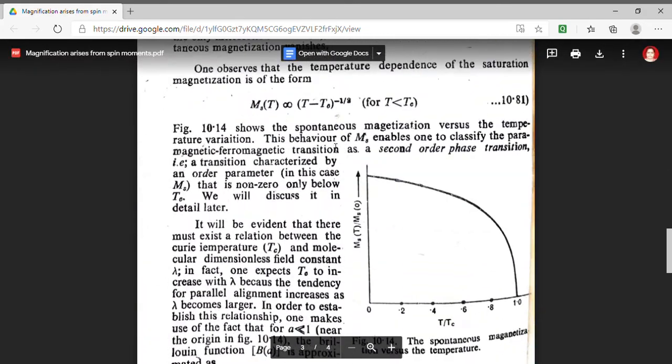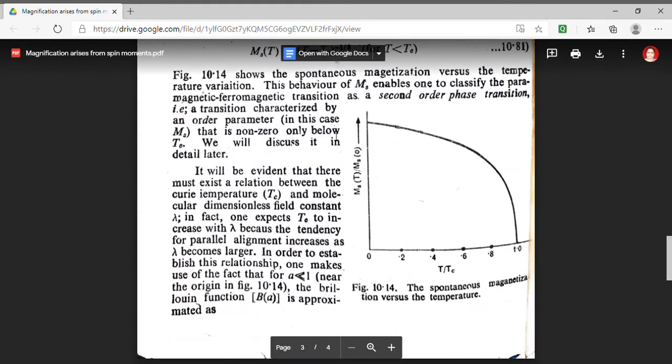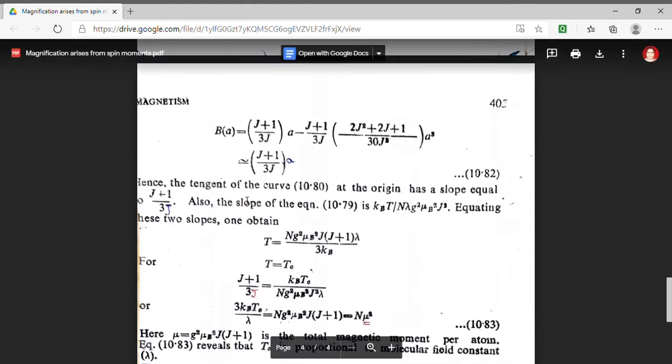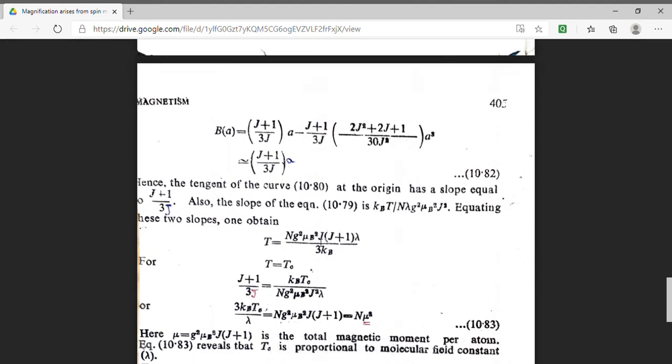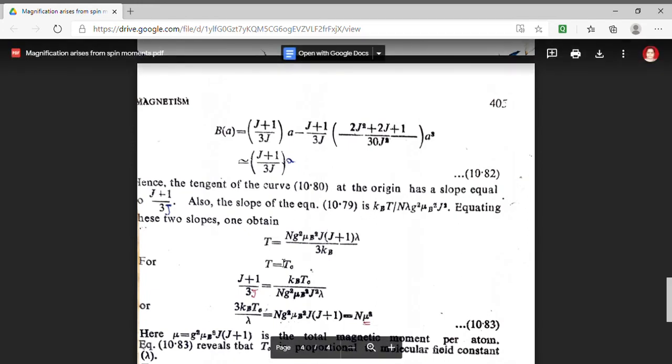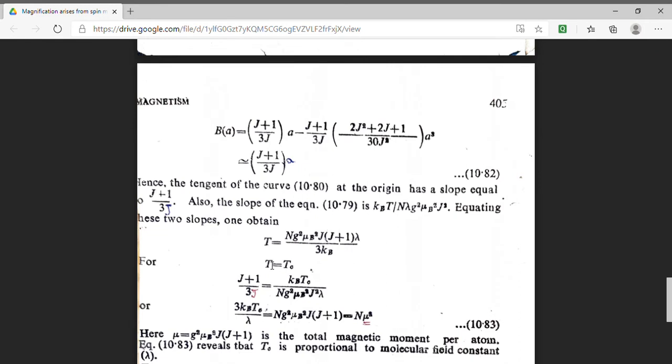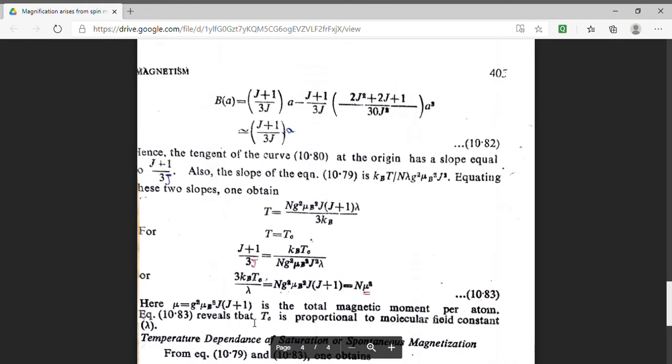And here it is evident that, equating these two slopes, we will get this expression. (J+1)/3J A is equated with this term. So using this expression and putting T equal to Tc, I get my value to be equal to 3kBTc upon λ. This comes out to be ng²μB²J(J+1).